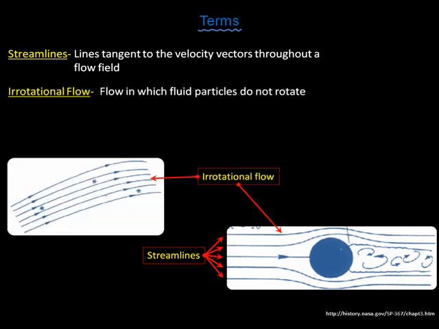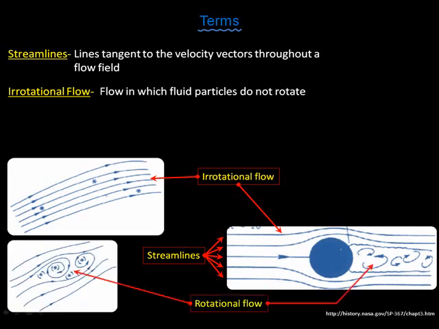The next is irrotational flow, and irrotational is flow in which the fluid particles do not rotate. So if you look at the drawing on your left-hand side, those little stars are supposed to indicate that they're not rotating, they're staying in the same position as they go through that flow. You can see that on exterior flow, around the cylinder, the flow is irrotational.